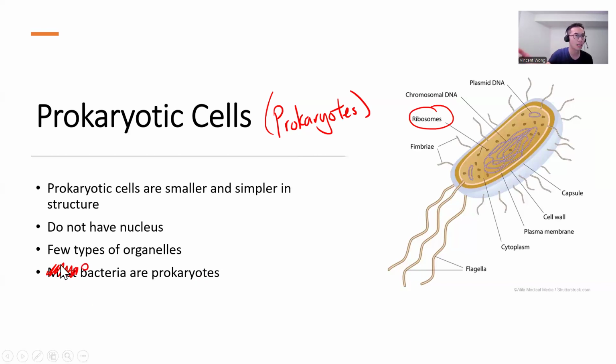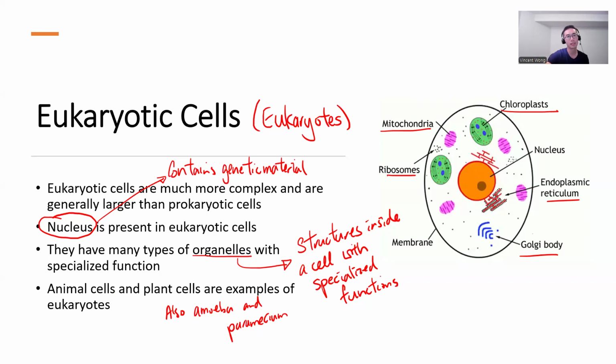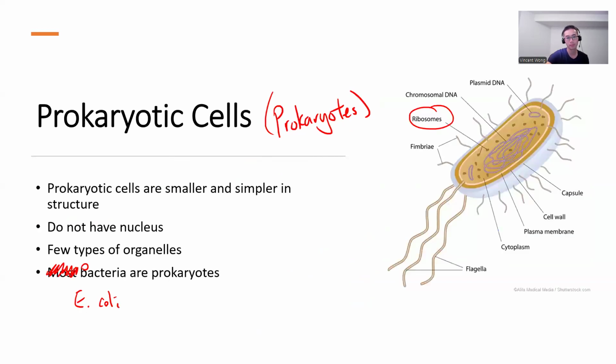Does anybody know any bacteria? Any bacteria name that you read on the news, anytime they have a recall? E. coli, that's very good. That's exactly what I have in mind. E. coli is one. Salmonella is another one. You might have heard of Streptococcus, Anthrax. All these are bacteria, and all of them are prokaryotes. They don't have a nucleus, and they are much smaller. Remember, they are measured on the scale of 1 to 10 micrometers, whereas the eukaryotic cells are measured on the scale of 10 to 100 micrometers.